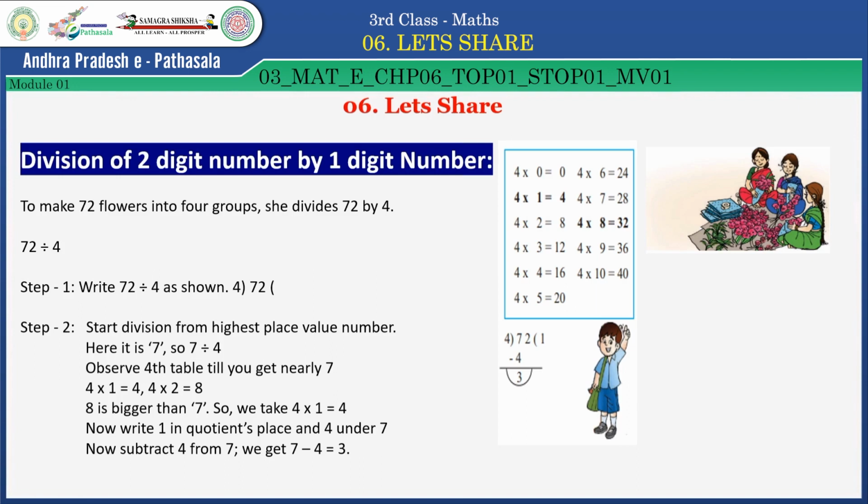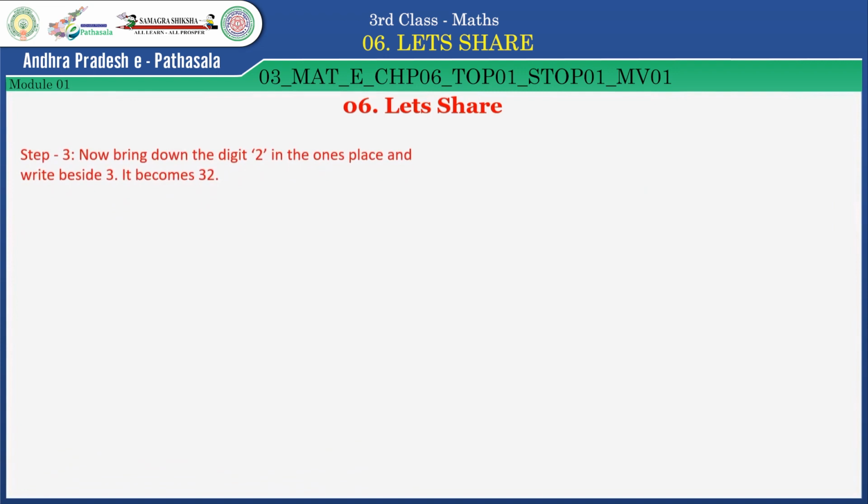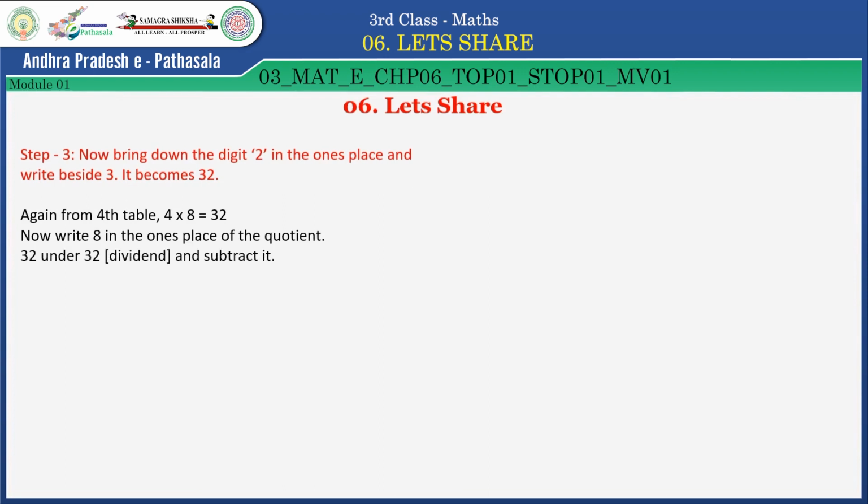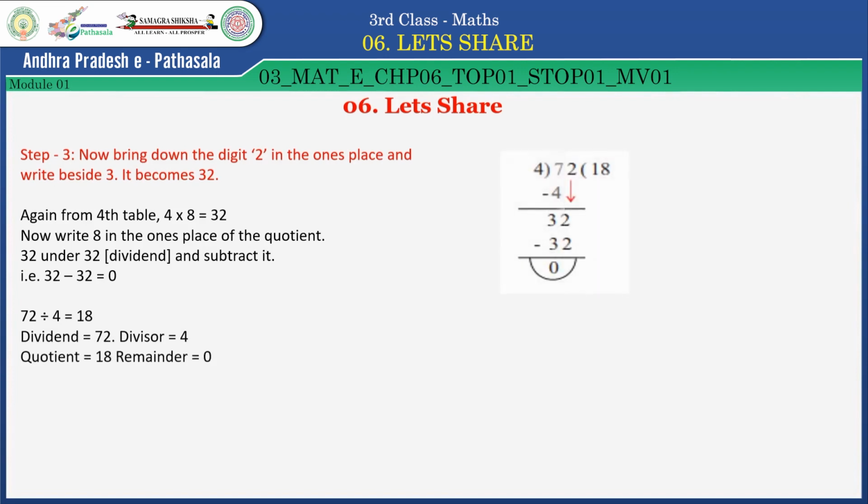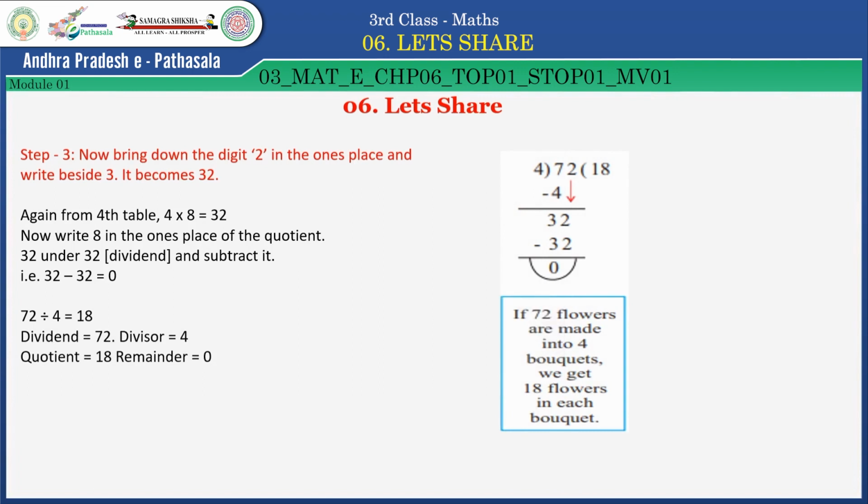Now step 3. Bring down the digit 2 in the ones place and write it beside 3. Now it becomes 32. Again from the 4 table, 4 eights are 32. Now write 8 in the ones place of the quotient. Write 32 under 32 and subtract it. That is 32 minus 32 is equal to 0.